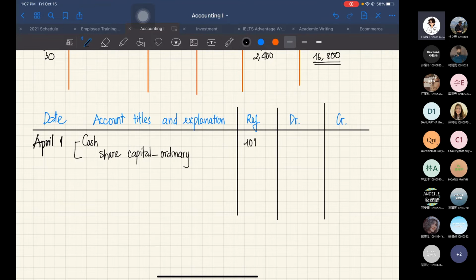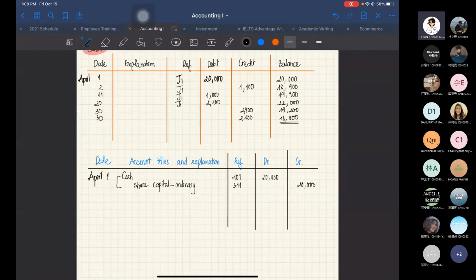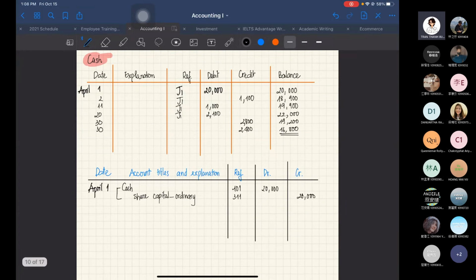Here is 101. And share capital ordinary, what number is that? 311. 311. Got it? Look like that. And this one looks like that. Both of them are different. Don't worry, I'm going to send the PDF file. You don't need to take the low quality picture.